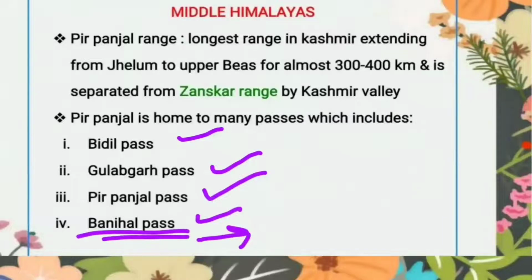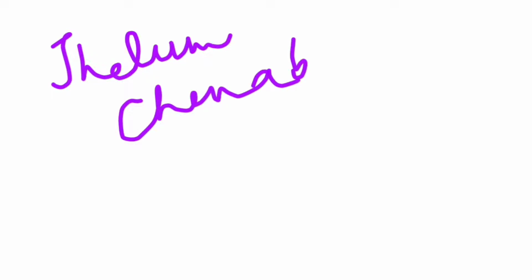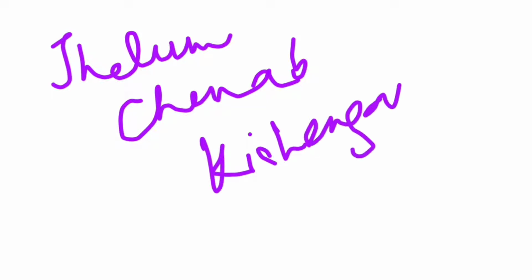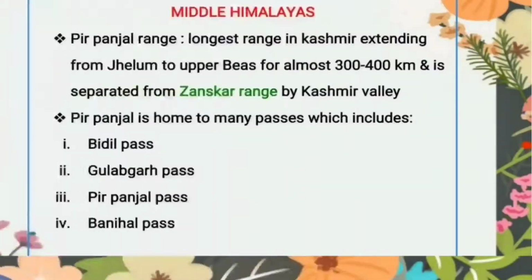And there are very important rivers that cut the Pir Panjal range. Most importantly, the three important rivers cutting the Pir Panjal range include the Jhelum River, the Chenab, on which various hydroelectric power projects are also made, and the Kishan Ganga River. So these are the three important rivers which lie in the Pir Panjal range.